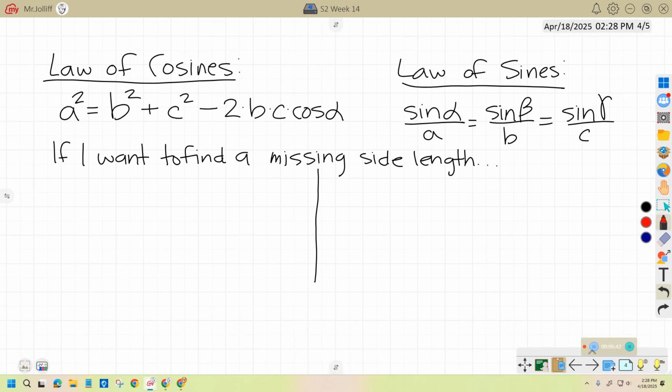Looking at law of cosines, I want to find A. I need to know B and C, which are side lengths, and I need to know alpha, which is an angle. So for law of cosines, in order to solve for a missing side, I need two sides plus one angle. B, C, and alpha.